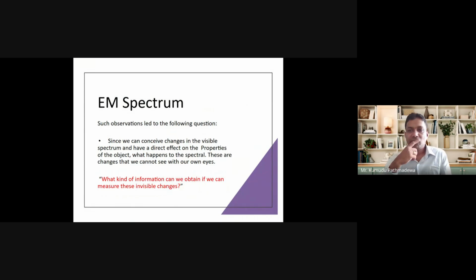So this leads us to an important question. If we detect changes in the visible spectrum with our eyes, what about changes that occur outside this range? What information could we gather if we were able to detect invisible wavelengths like infrared or microwave energy? And this is the foundation of remote sensing.